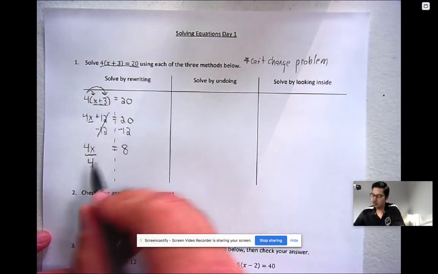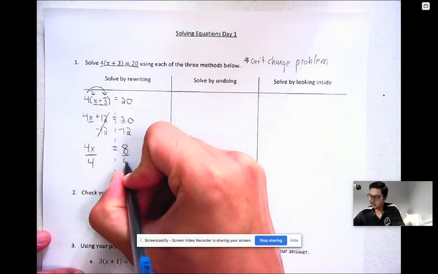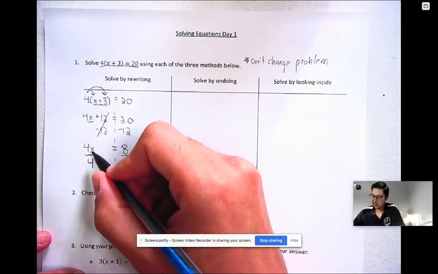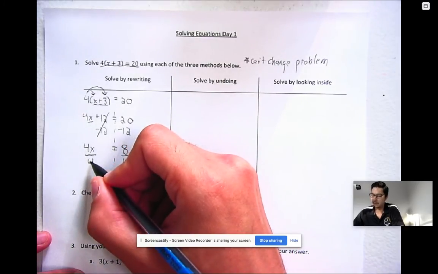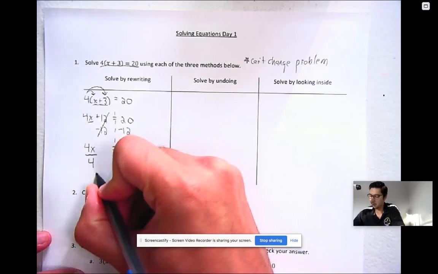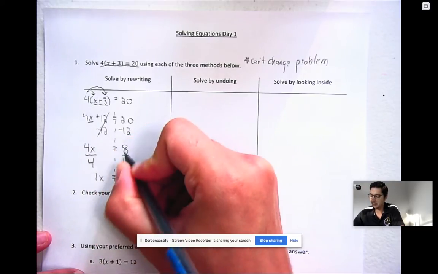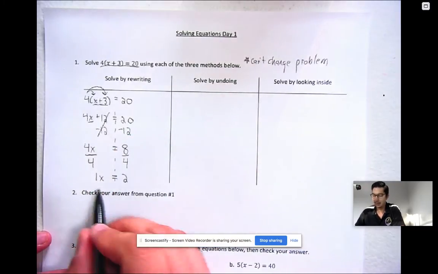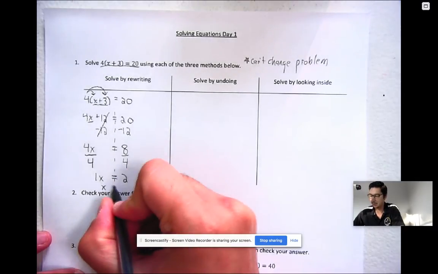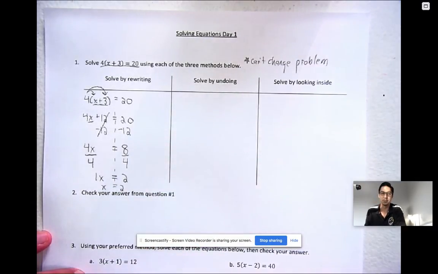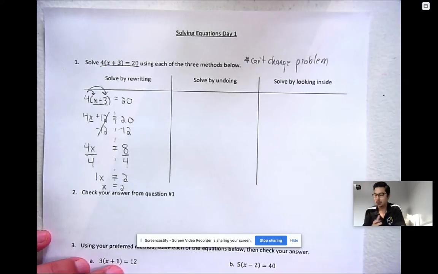And remember, if you do it to one side, you have to do it to the other. And notice what happens. What's 4 divided by 4? That's not 0. 4 divided by 4 is 1. So we have 1x equals, and 8 divided by 4 is 2. And keep in mind, 1x is the same as just x, so then we have x equals 2. And there's our answer. Great. So that's the answer to this problem one way. And we'll check our answer soon.